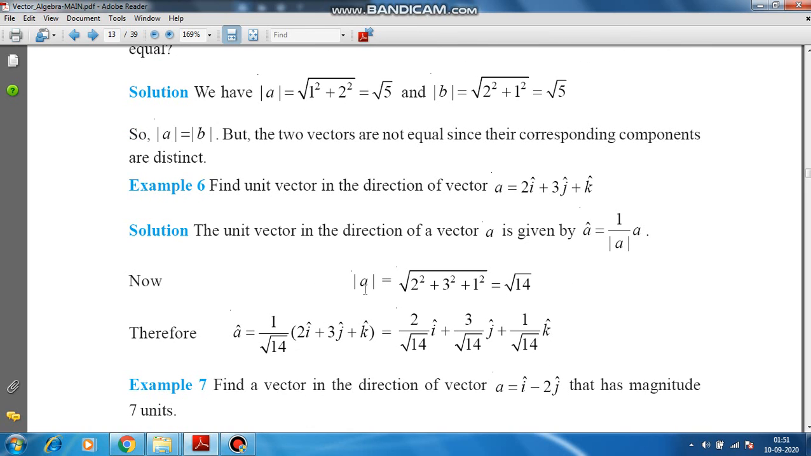What is the magnitude? Magnitude A equal to square root of 2 square plus 3 square plus 1 square, which is equal to square root of 14. So therefore unit vector along A will be equal to A by magnitude A, means (2i plus 3j plus k) by square root of 14, which is equal to this.